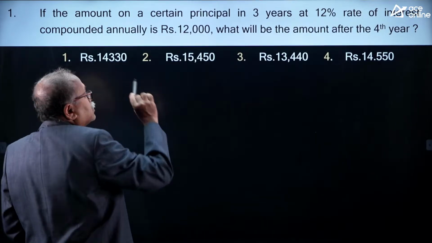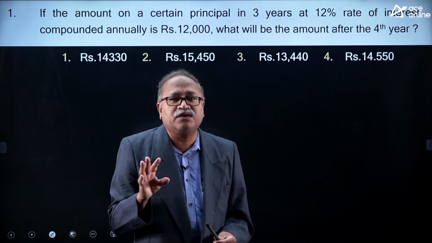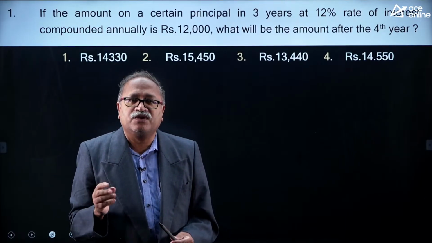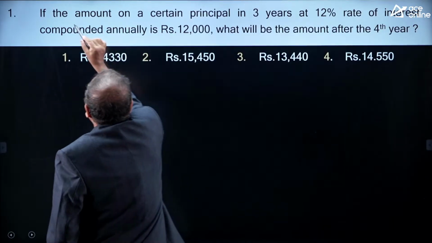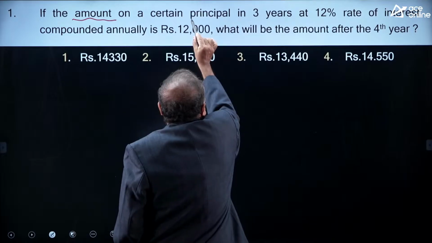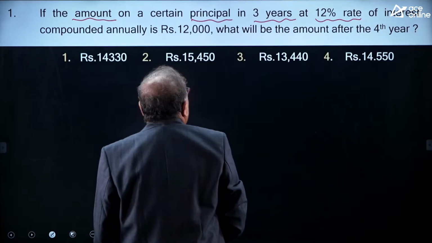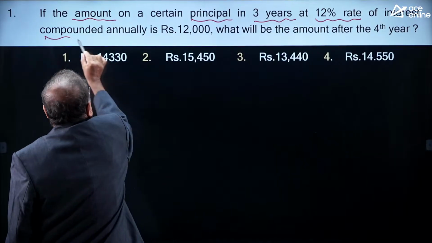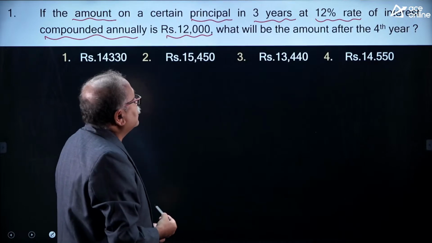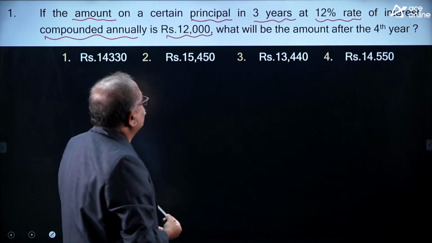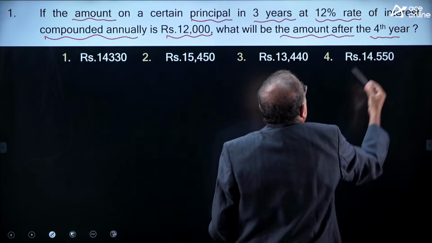The first question is a very simple question, and usually simple interest is very easy. The problem comes only with compound interest. Let's begin here with the first question. The amount on a certain principal for 3 years at 12% rate of interest compounded annually is rupees 12,000. The amount is given to us, the time is given, the rate of interest is given to us. So what will be the amount after 4th year?